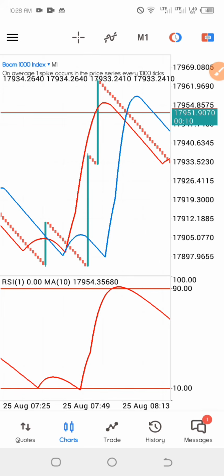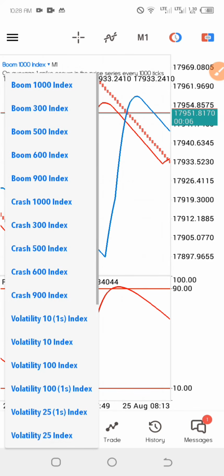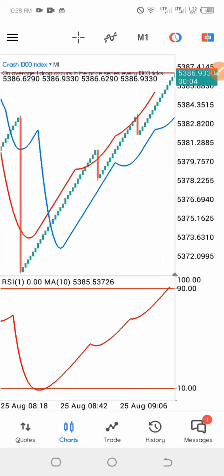I'm going to give you another example so you have a better understanding of the strategy. The next example is going to be on Crash indices.